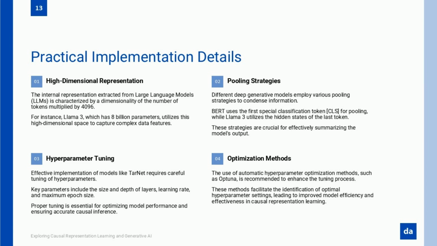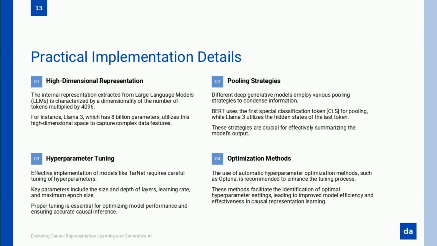But here's the problem. If we try to work with all of these dimensions, our models become computationally expensive and prone to overfitting. We need a way to compress the information without losing its meaning. Pooling is a technique that helps us summarize high-dimensional representations into more manageable forms. Different deep learning models use different strategies.